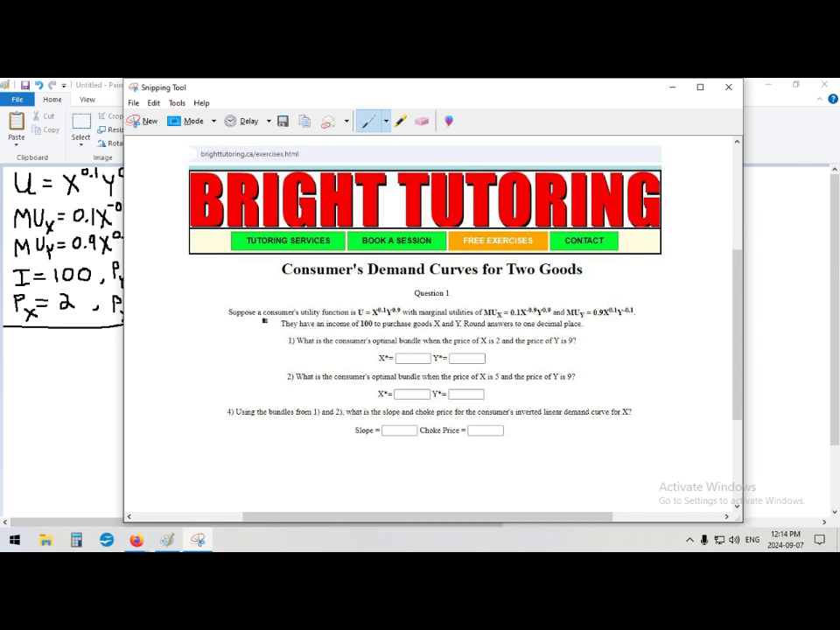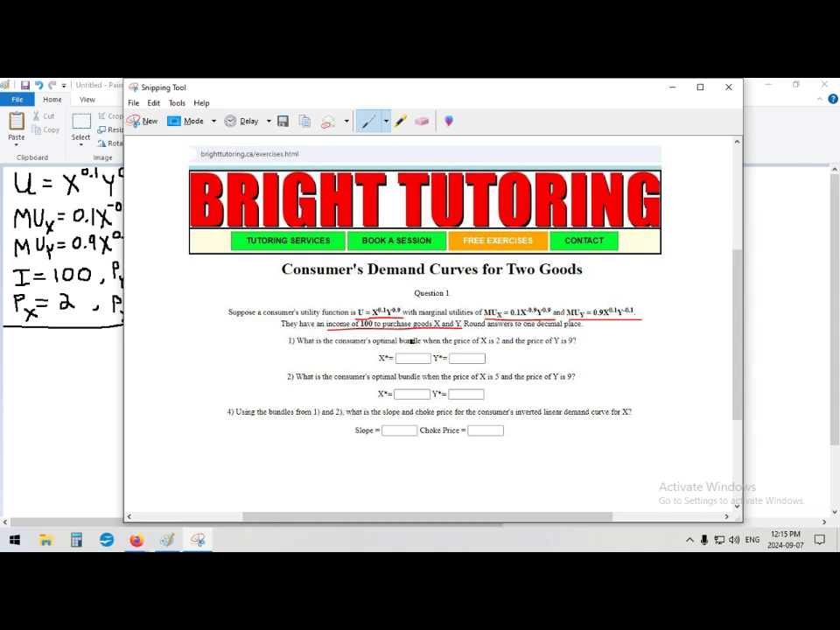So here's the question. Suppose we have a consumer with a utility function of Cobb-Douglas form where the utility equals x to the 0.1 times y to the 0.9, and that gives them the marginal utilities of MUX equals 0.1 times x to the negative 0.9 times y to the 0.9, and marginal utility of y equal to 0.9 times x to the 0.1 times y to the negative 0.1. The consumer has $100 to spend on purchases of goods X and Y.